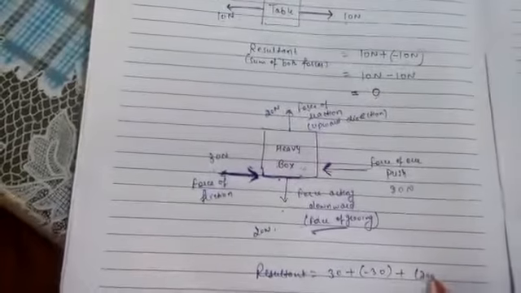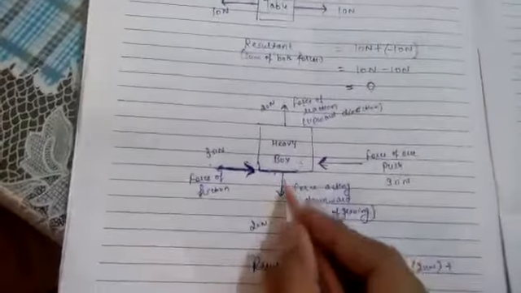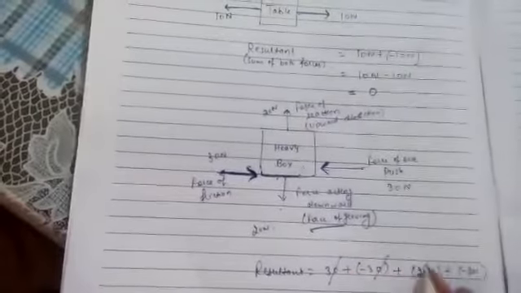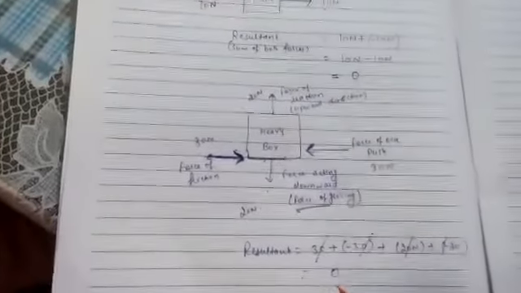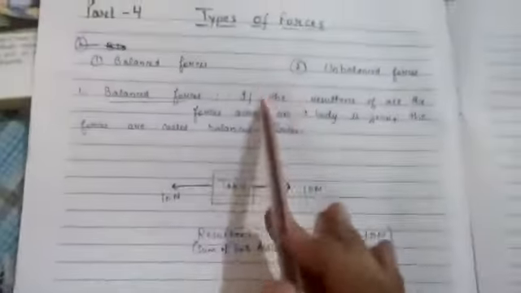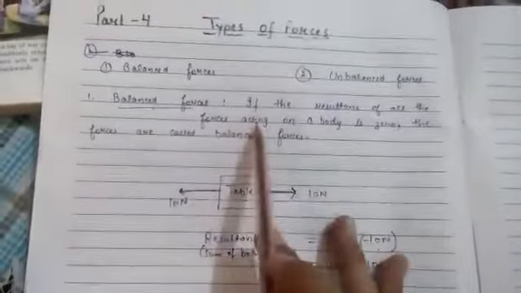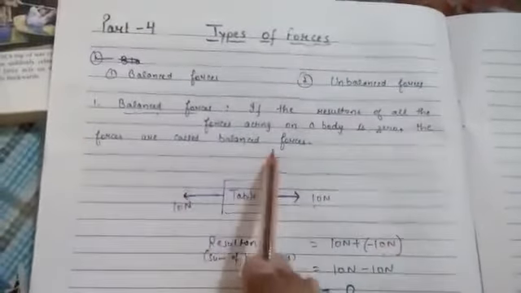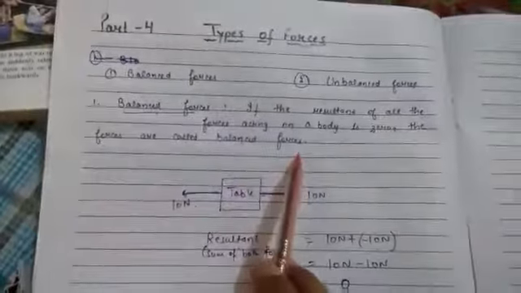And this one is 20 Newton. And the other one, this downside one, that is minus 20. So they will cancel each other and the resultant is 0. It means these all are called balanced forces. Now come again to the definition. If the resultant of all the forces acting on a body is 0, then the forces are called balanced forces.